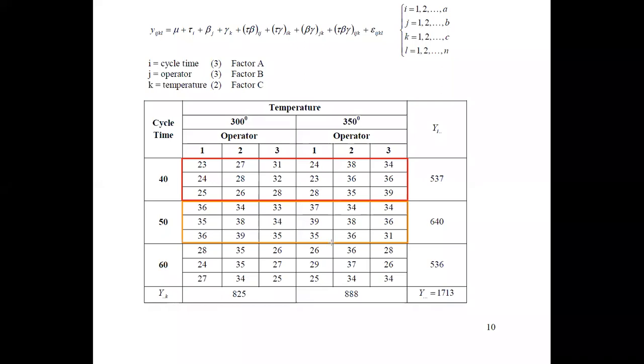It is the addition of all these set of values. It means that altogether I am having 18 values in this yellow colored box. Therefore, that total is obtained as 640. And thereafter I can take the values for 60, the cycle time 60, where again there are 18 observations, and their addition is obtained as 536. Now you have taken the totals for factor A. Since our cycle time was identified as factor A, these are the totals for factor A, and it is denoted by y i triple dots.